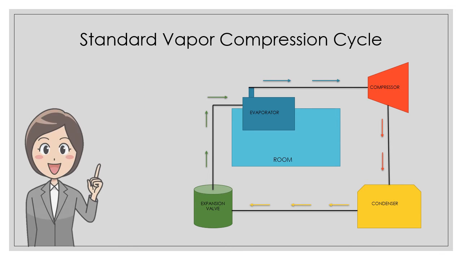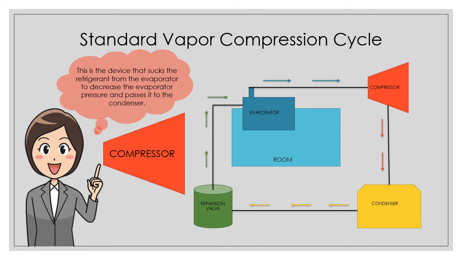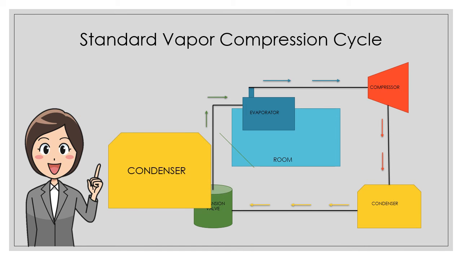Next is our compressor. This is the device that sucks the refrigerant from the evaporator to decrease the evaporator pressure and passes it to the condenser. The condenser is also the high temperature heat exchanger where heat rejection happens and gas changes to its liquid phase.